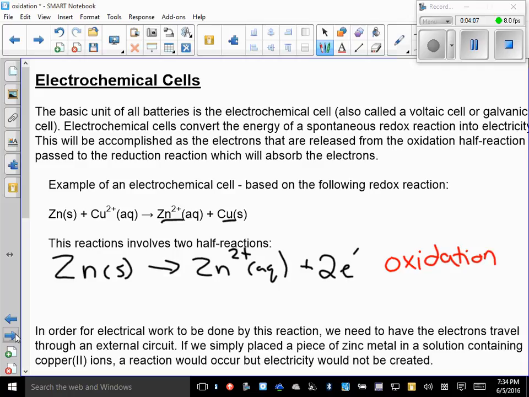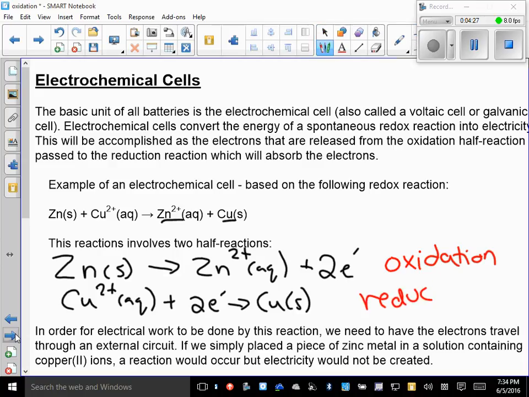The other half reaction happening here is copper. We have copper in solution plus 2 electrons. We add electrons to it and we make solid copper. This was a gain of electrons, so this is reduction. Leo the lion says Ger.